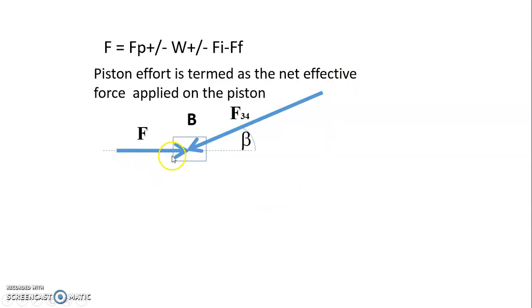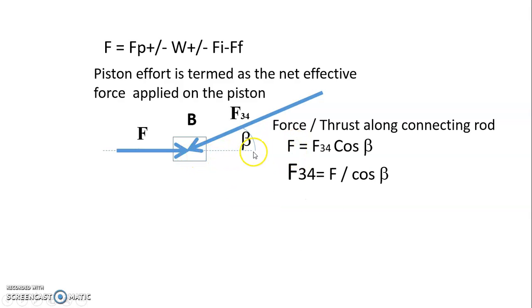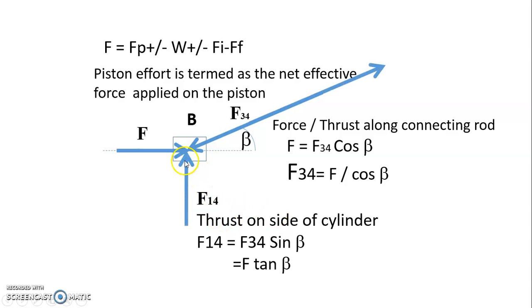So this is the force F, and if we resolve horizontally, we get F is equal to F34 cos beta, and F34 is equal to F by cos beta. So this is the force or thrust acting along the connecting rod. And F14, you have already graphically solved this problem.